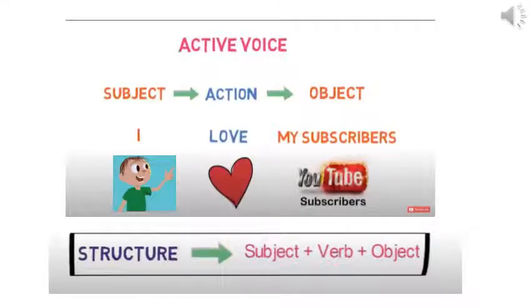What exactly is an active voice? Here, subject performs the action and object receives the action. For example, I love my subscribers. So here, I is the subject. What is the action? It's love. And who is at the receiving end? It's the subscribers. So, in the active sentences, the sentence structure is straightforward: subject plus verb plus object. Please remember the structure properly.